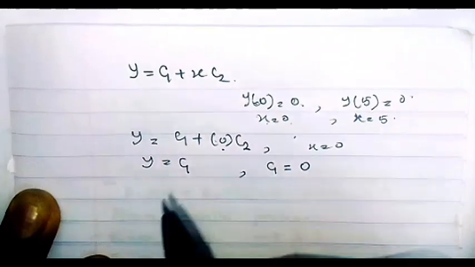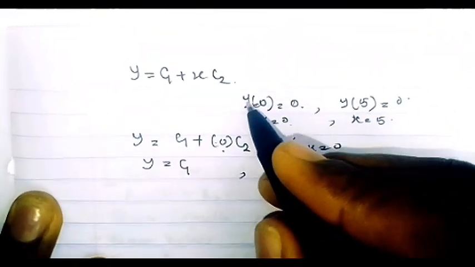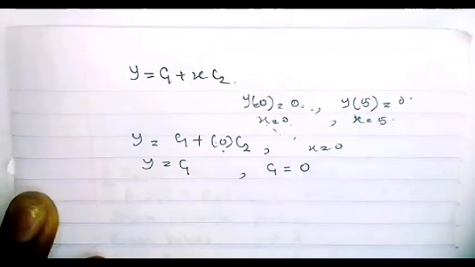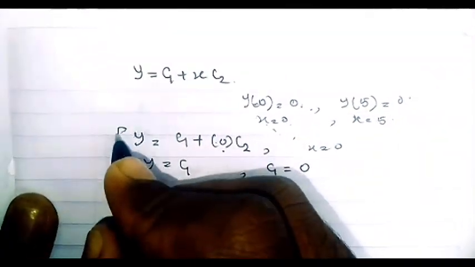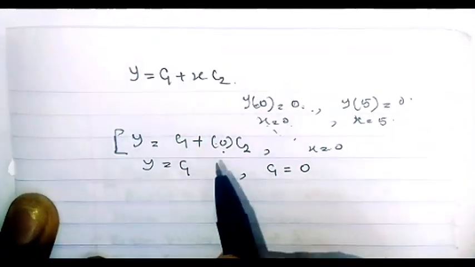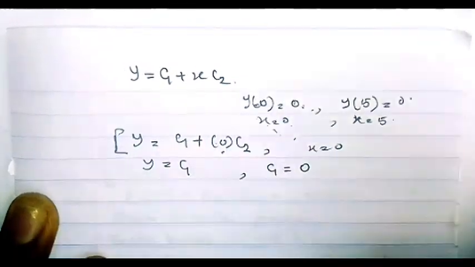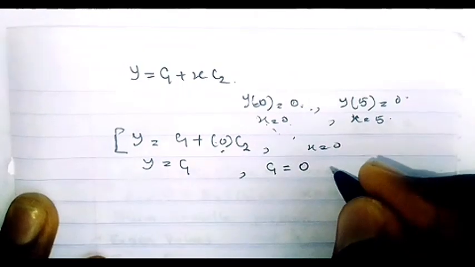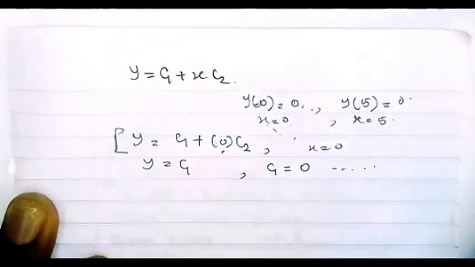You understand? We're having y of 0 is equal to 0, meaning that when x is equal to 0, y is equal to 0. And this is our equation y, right? So when I put the value of x to be equal to 0, y is equal to 0. And since y is equal to 0, c1 is equal to 0. So we've gotten the value of c1.